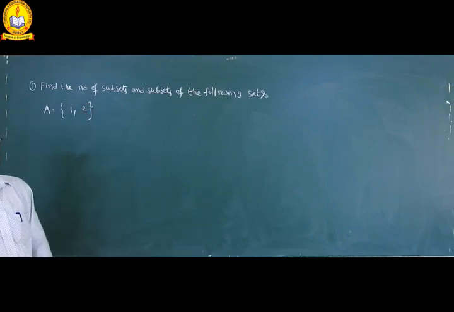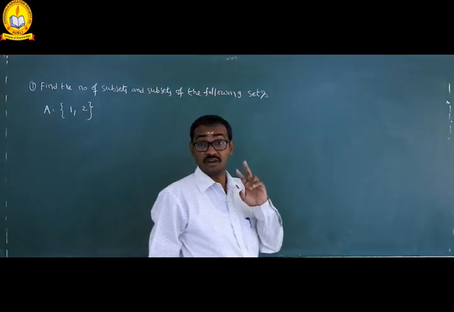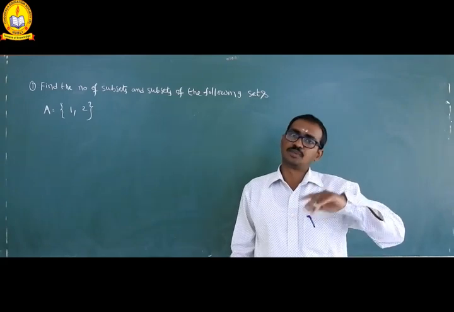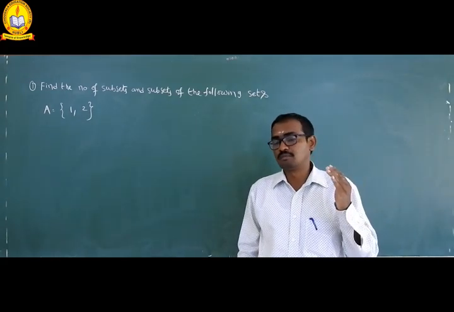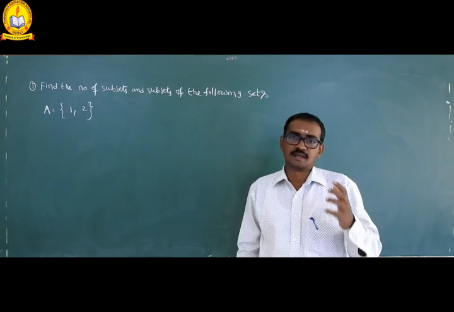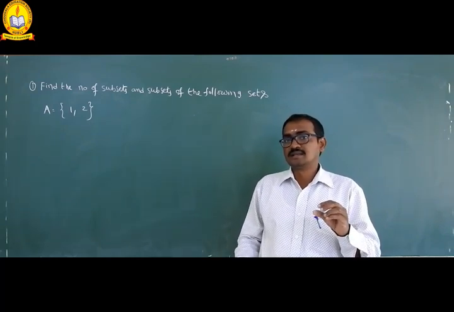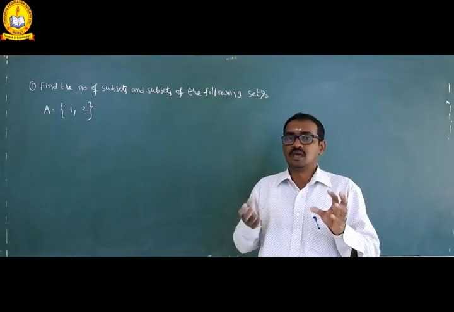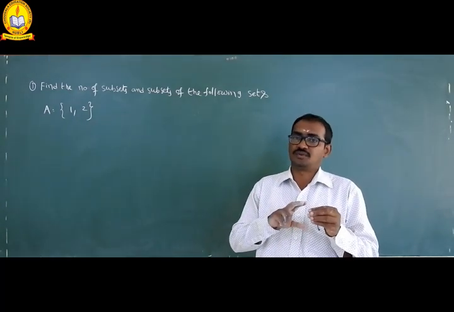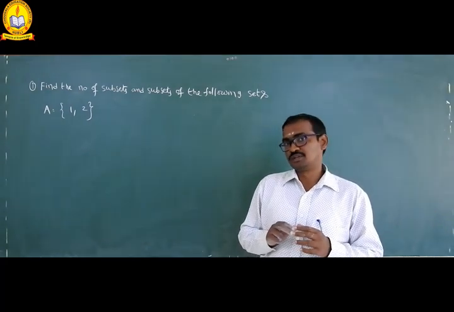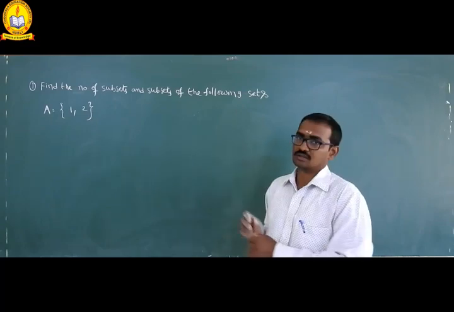Set A is equal to {1, 2}. What are the subsets? How many subsets are there? Subsets have two properties. Property number 1, the empty set is a subset of every set. Property number 2, every set is a subset of itself. I am using these two properties while finding the subsets of a set.